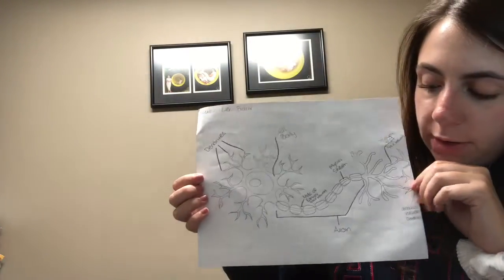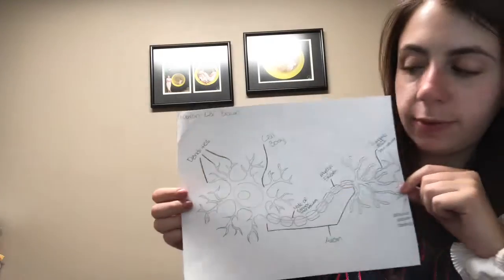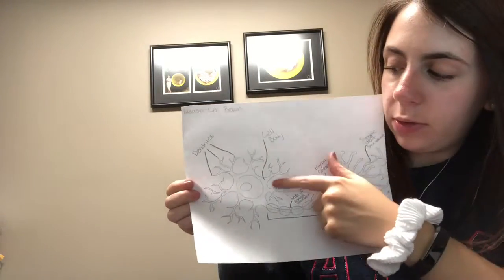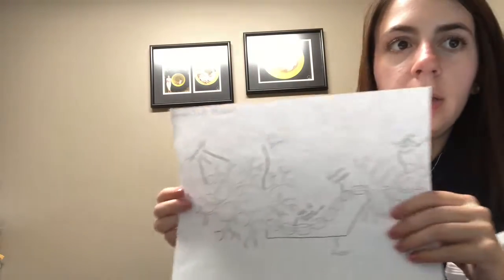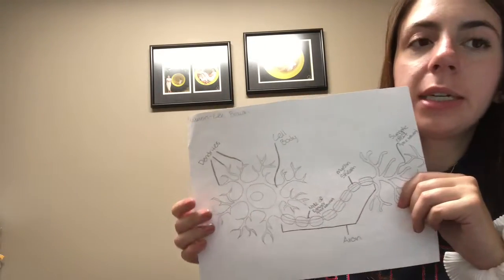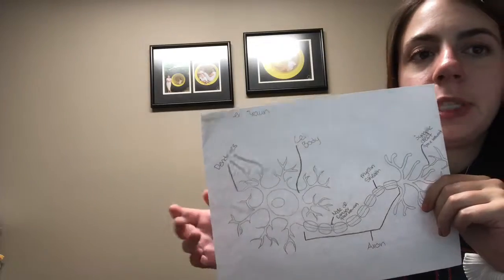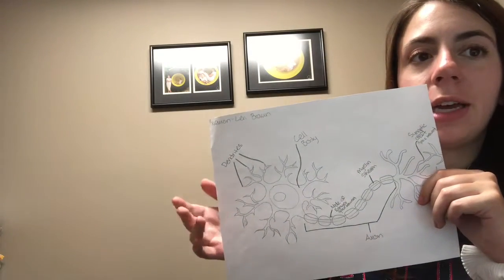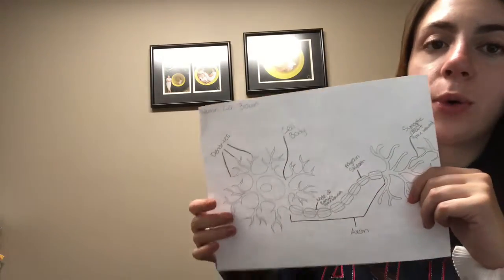So here's my diagram. First is the cell body, which is right here. The cell body is also called the soma, and it contains the nucleus. The cell body's job is to control all functions of the cell, and it contains multiple important organelles to do this.